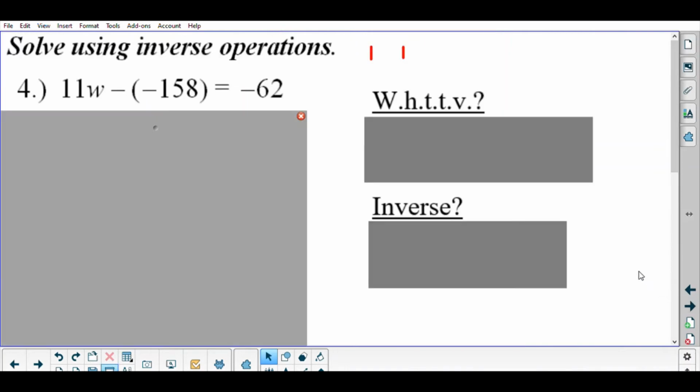All right, if you go to the second page, you'll see a bunch more problems. Let's do number 4 together. This will be the last one that I do with you. You will end up doing the rest on your own.